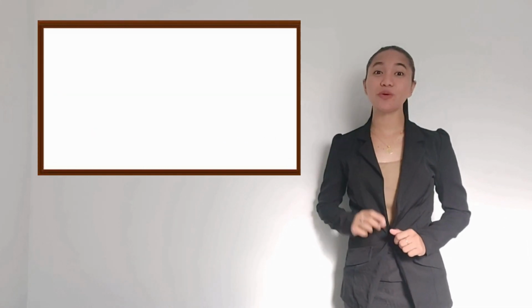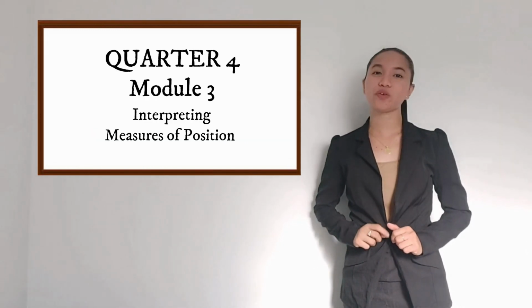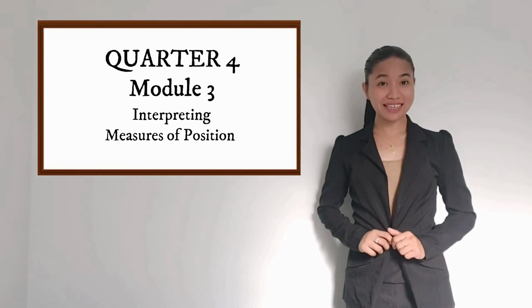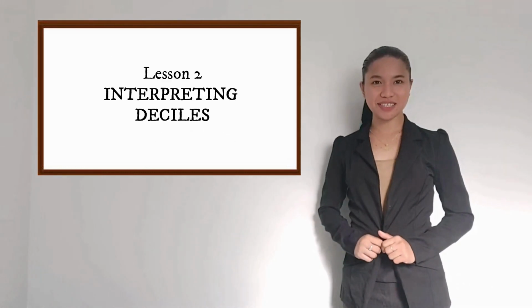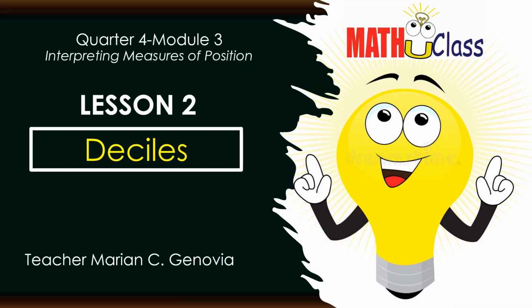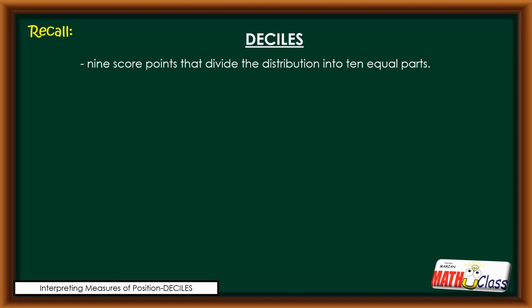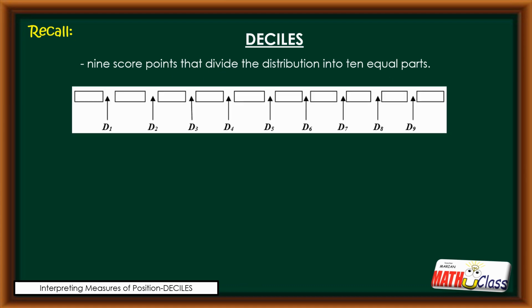For this time, we will discuss the second lesson in Quarter 4, Module 3, which is Interpreting Deciles. For this lesson, our main focus is to interpret deciles. First, let us recall that deciles are the score points that divide the distribution into 10 equal parts. Each part represents 1/10 or 10% of the data set.